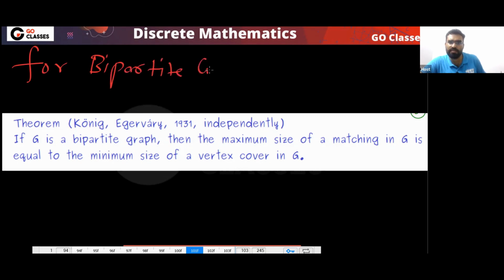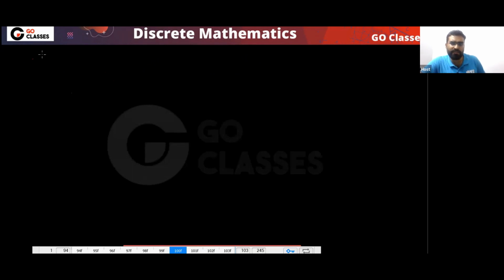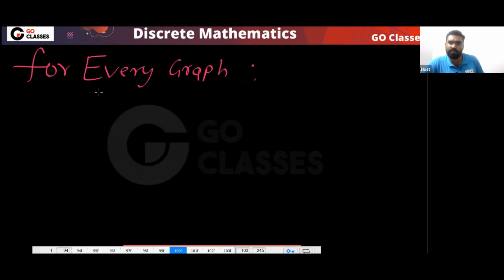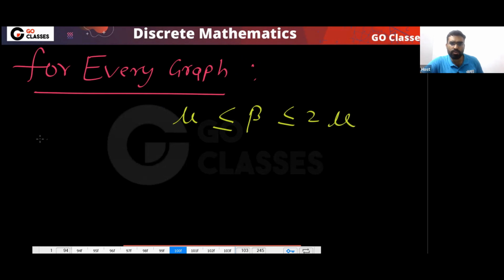What is this theorem saying? It says that if you have a bipartite graph, then the maximum size of matching is equal to the minimum size of vertex cover. For every graph, whatever graph you take, mu will be less than or equal to beta, and beta will be less than or equal to 2 mu.